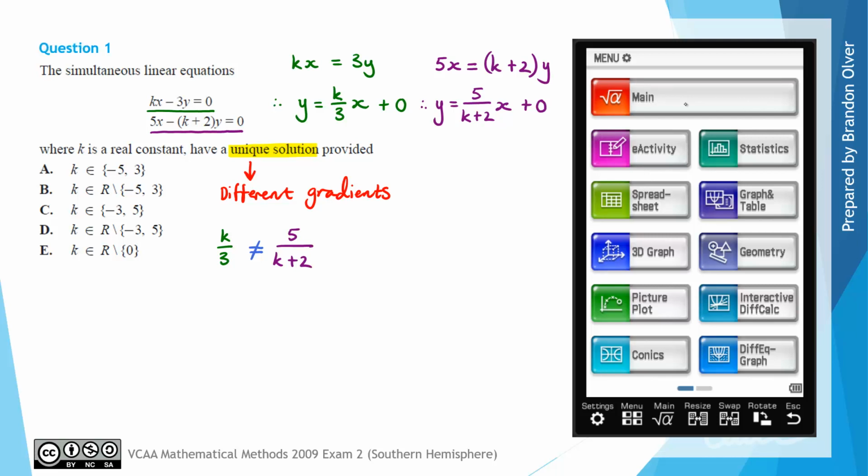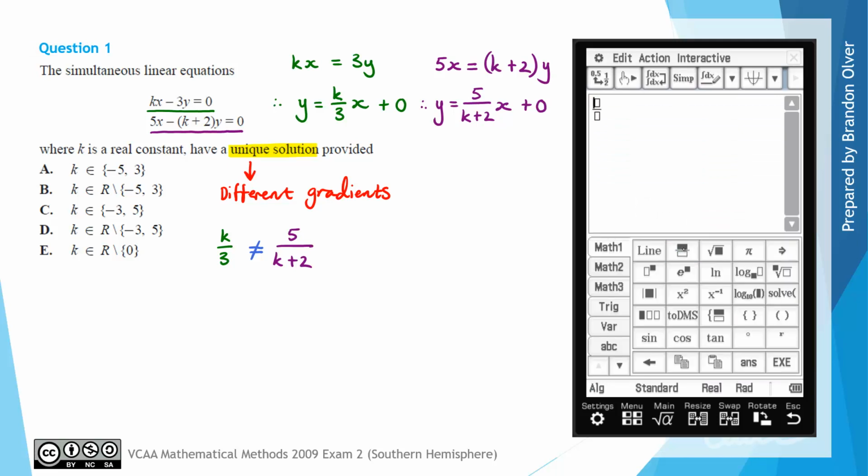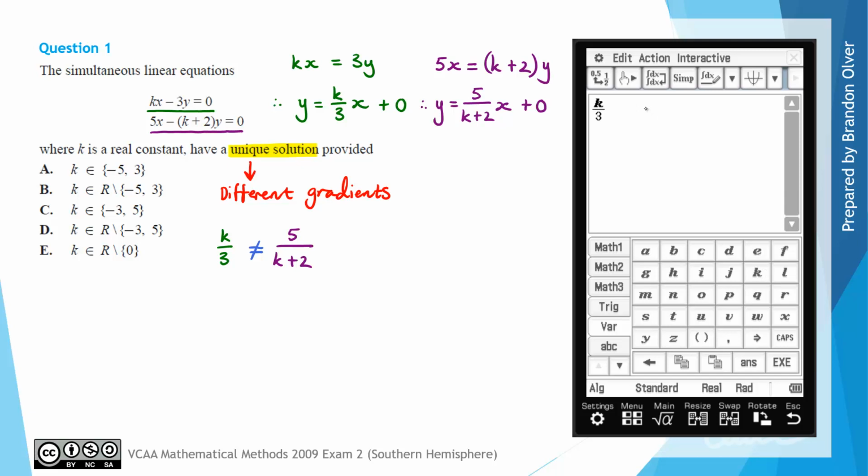On the CAS calculator, go into the main menu. Next, we want to solve an equation. So I'm going to go keyboard and bring up our fraction first so that I can type in variable k divided by 3. And I'm actually going to use the not equals to symbol on the calculator, which you may not have seen before, but it does exist under Math 3. So I can do k over 3 is not equal to, and then the next fraction was 5 divided by variable k plus 2.